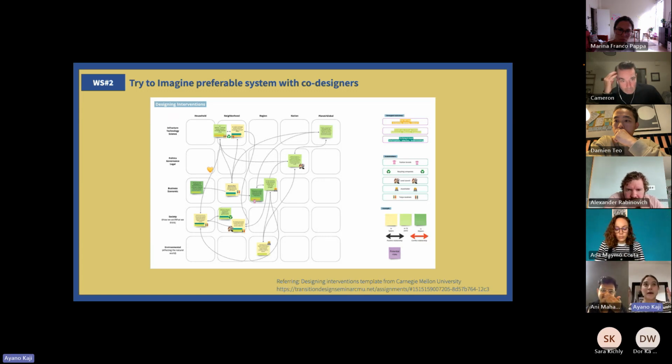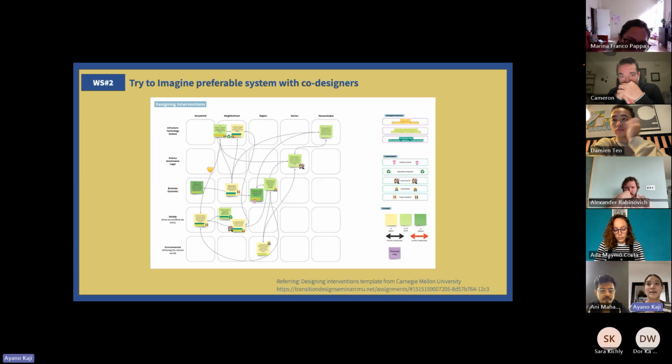In this map, the x-axis is domains of everyday life again, and the y-axis is deep analysis categories. Each sticky note shows an initiative or service in the future, and each color of sticky notes shows a timeline. For example, the yellow one is in 5 years, the light green one is in 15 years, and the green one is in 30 years.